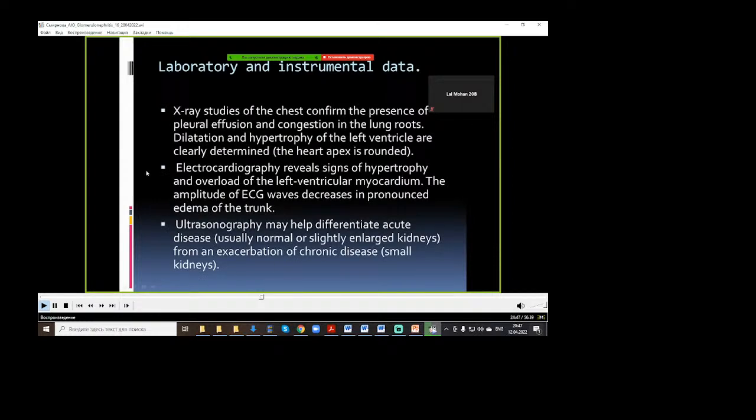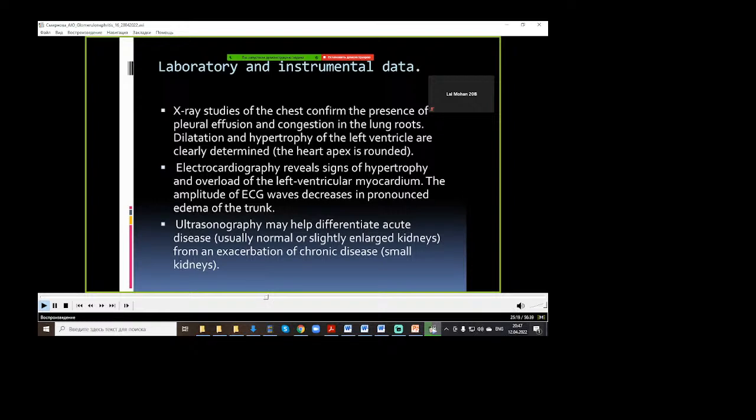X-ray. We may perform X-ray of the chest. This study will confirm the presence of pleural effusion and congestion in the lungs. We may also detect dilatation and hypertrophy of the left ventricle. Left ventricle hypertrophy also may be detected by ECG.